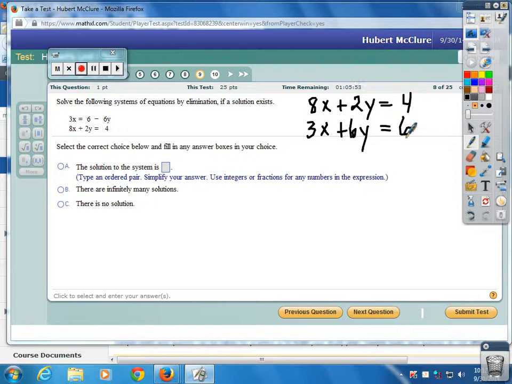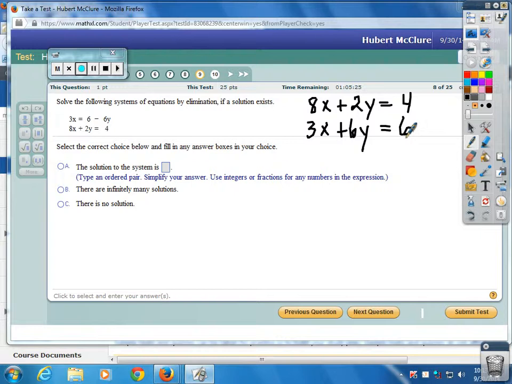Now I'm going to pull rank here. Which variable do you think I'm going to get rid of? Y. Why am I going to get rid of y? It's smaller numbers, and you only have to multiply by one number to get the y's to go out. You have to multiply by 2 numbers and a negative to get the 8 and the 3 to go out.